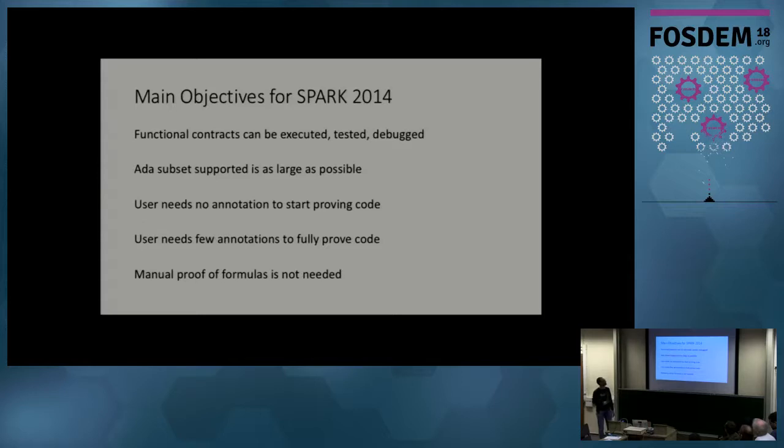First, functional contracts can be executed, tested, debugged, because we want them to be considered as light code. So we don't want to wait for formal proof of these to be useful. We want them to replace less precise comments and specifications in natural language of code. We want them to be able to replace some of the testing artifacts that you would have otherwise in separate artifacts from the code. So that was one of the main things, which was completely related to the changes that were going on in Ada at the time, which was this addition of contracts as aspect forms in the Ada language.